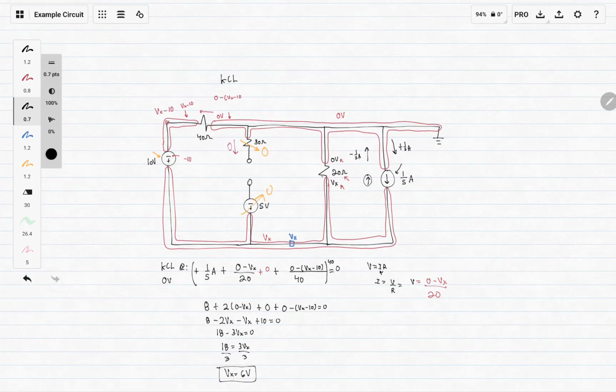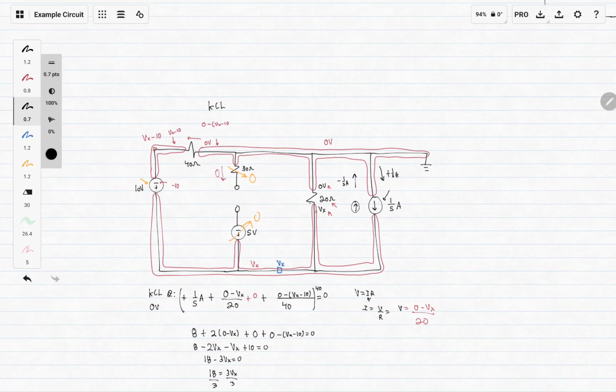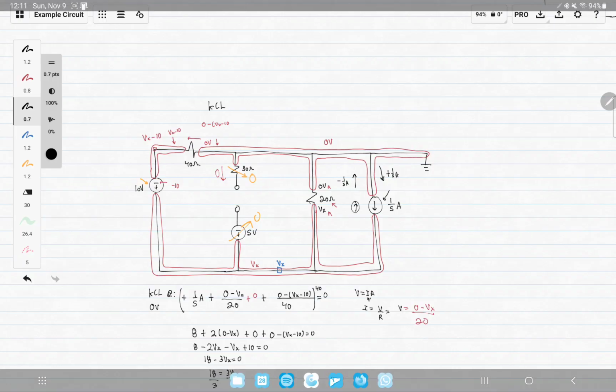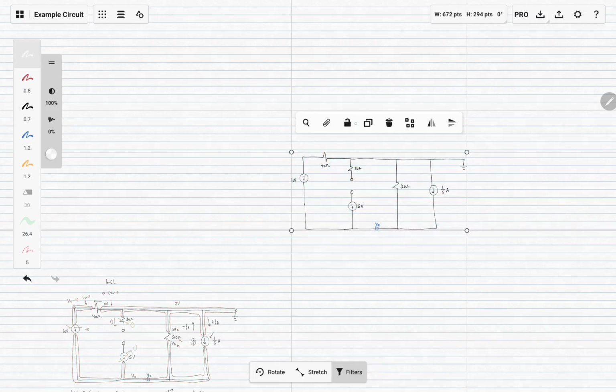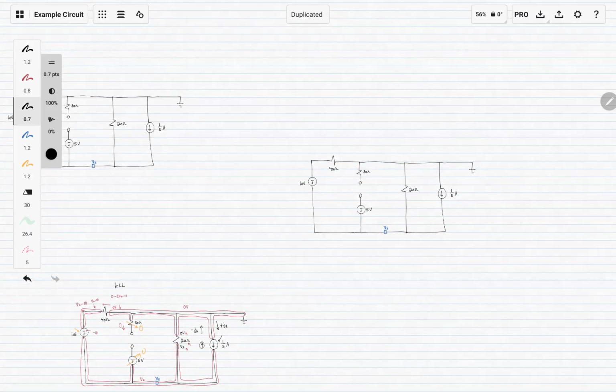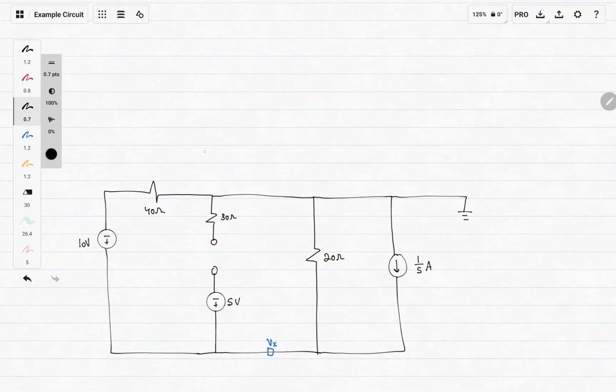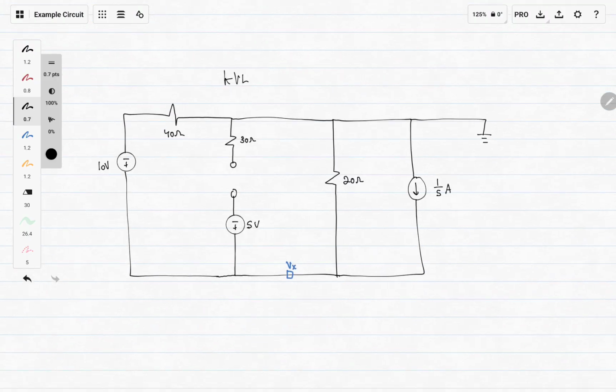Now, this is the way to do it through KCL, and if you're not very familiar with this method, then I can understand that's very daunting, because it was daunting to me when I first learned it. And the method I was more comfortable with was KVL.